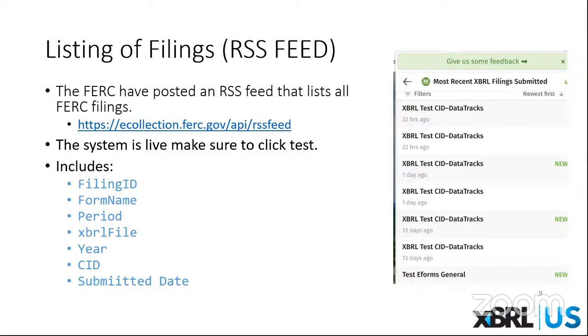And when this data becomes available, that RSS feed includes something called the filing ID, which you need to be able to get back to the original filing if you're using this data, the form name, what period, the actual original XBRL file that was submitted, the year, the CID, and the submitted date. So that basically allows you to track what filings have been made. If you wanted to check that a filing's been made, you can go and look at that RSS feed. And this is so people can log that so they can know in real time who's filed. You go to the next slide.